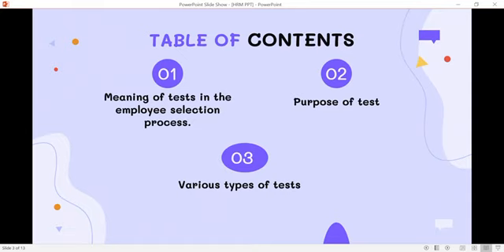The topics that I'll be dealing with are meaning of tests in the employee selection process. The second topic is purpose of tests, and finally we will be dealing with the various types of tests.